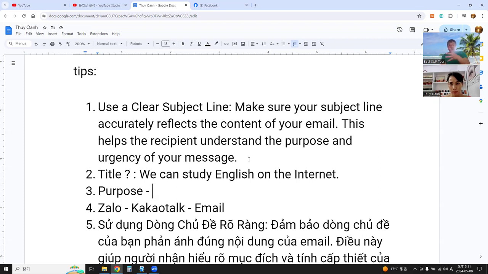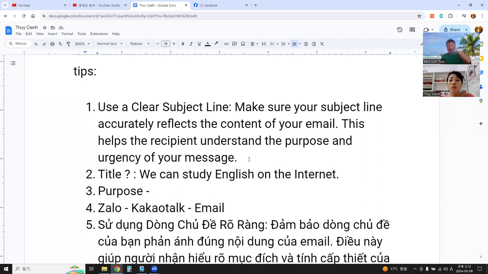More in detail, subject line means mục đích, the purpose, not mục tiêu. Nội dung is the content, like why we need to learn English. Nội dung qua email.